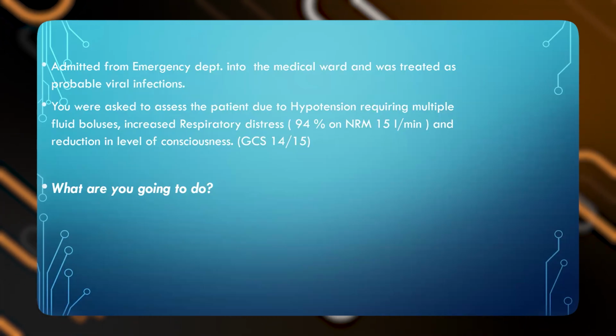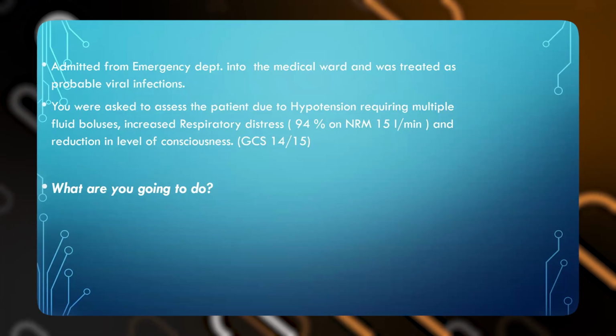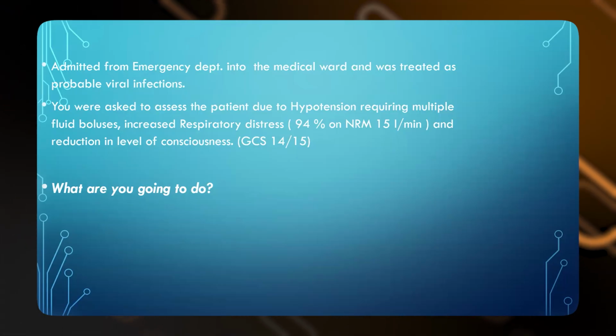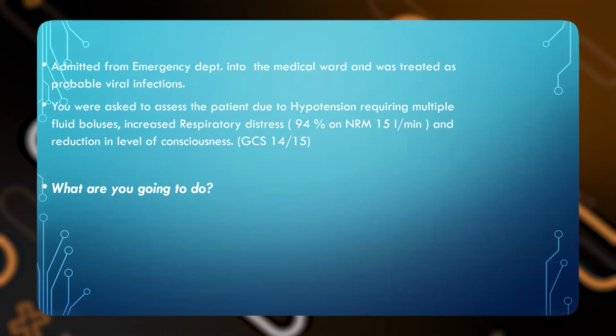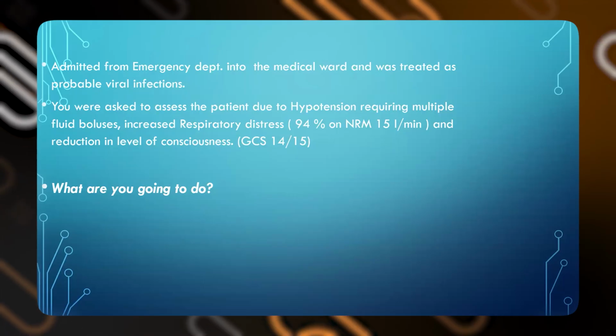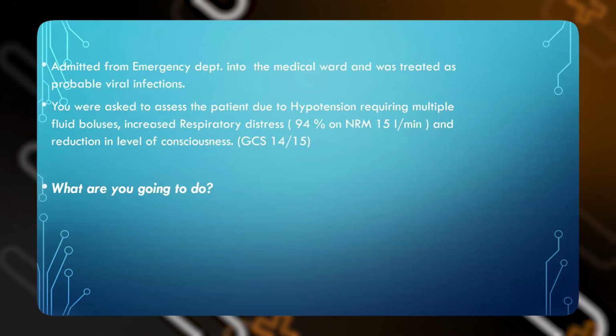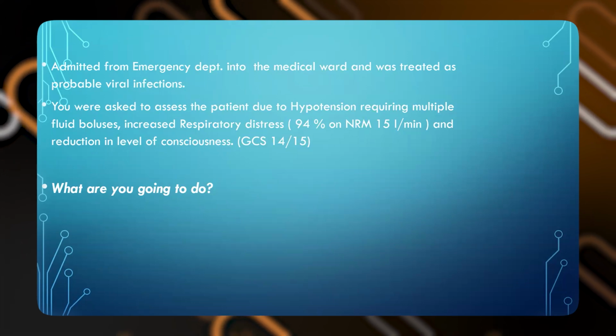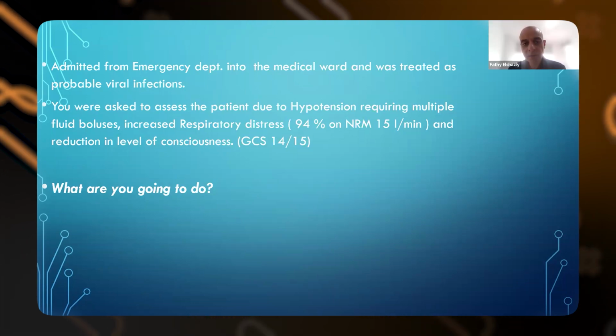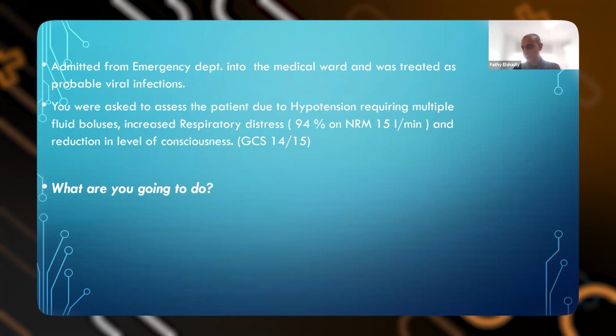Then circulation, the patient is having reduced blood pressure also. So I will give fluid boluses and, if required, I'd like to start vasopressors. I will prefer noradrenaline over vasopressin. Okay, so what kind of fluids are you going to give to the patient?